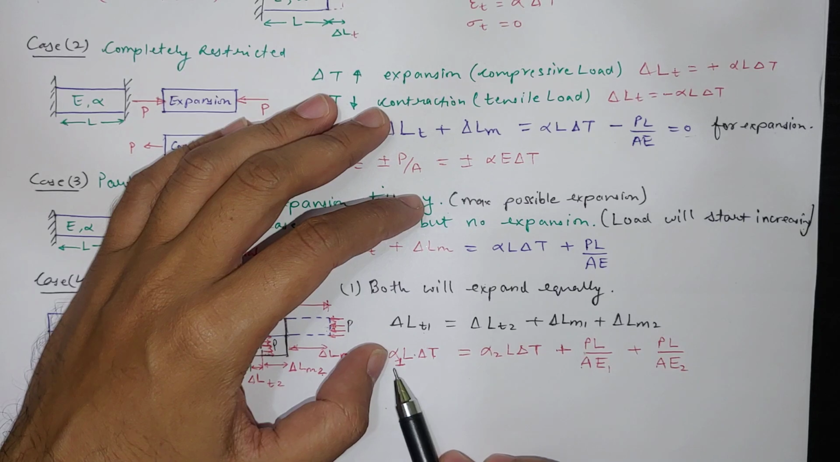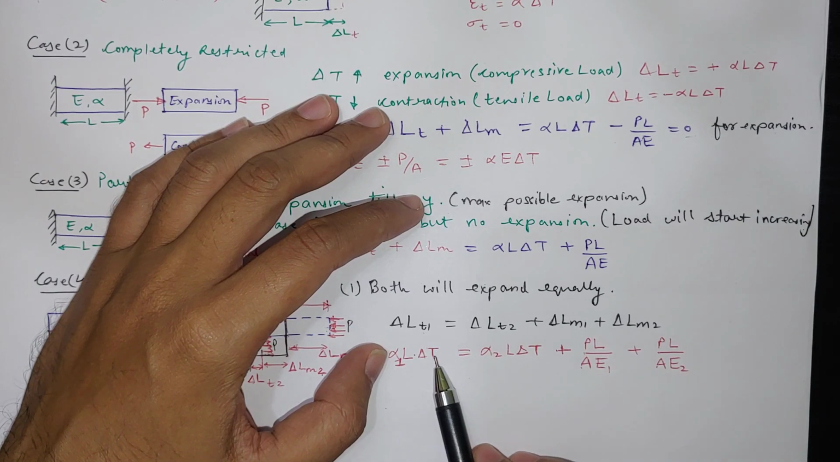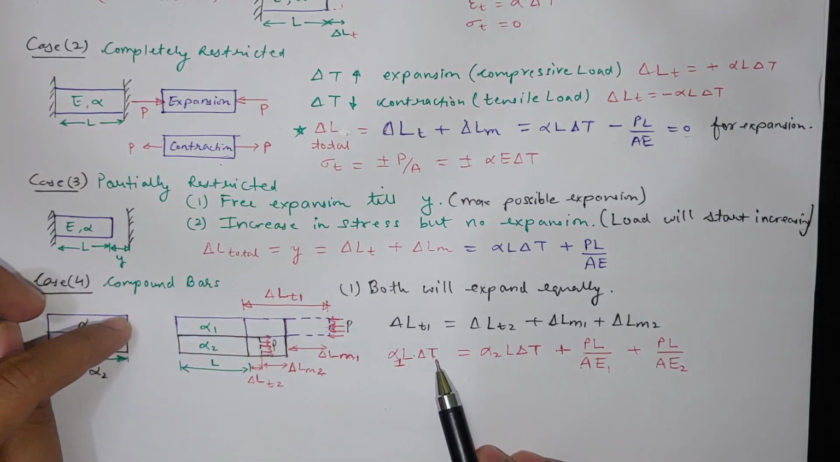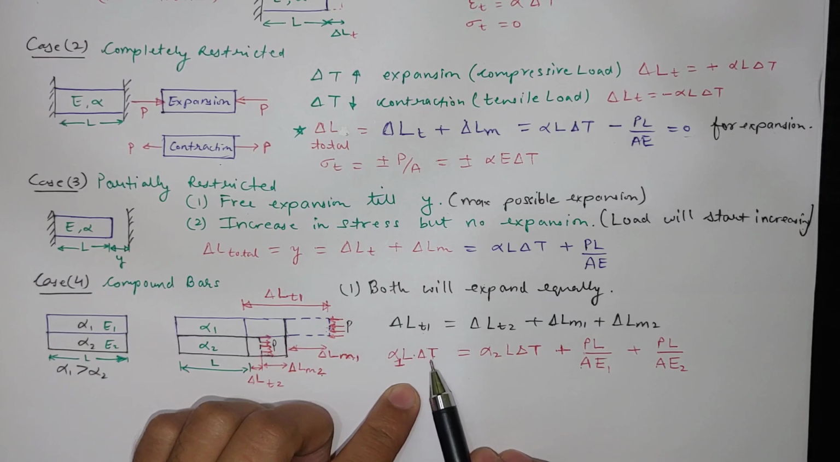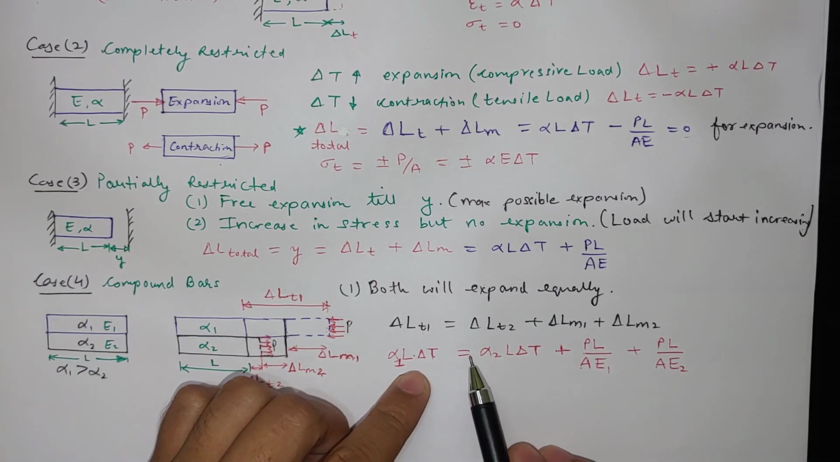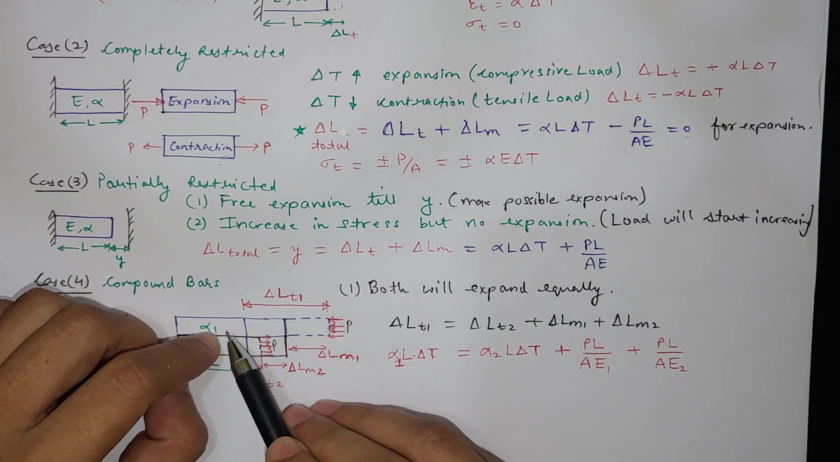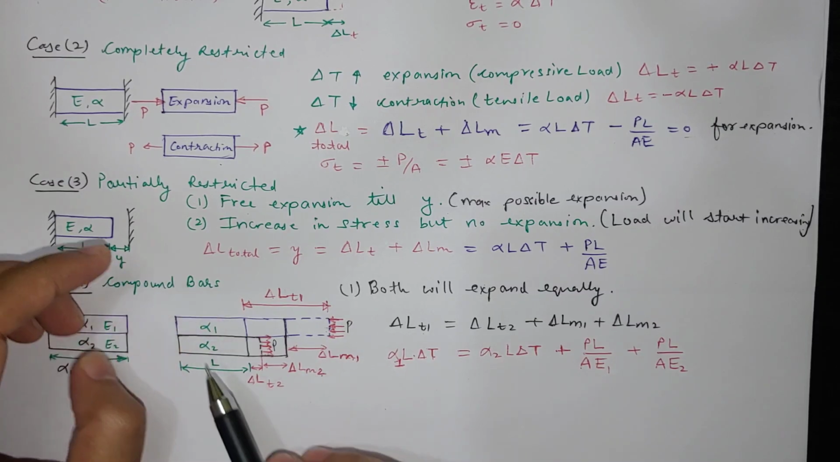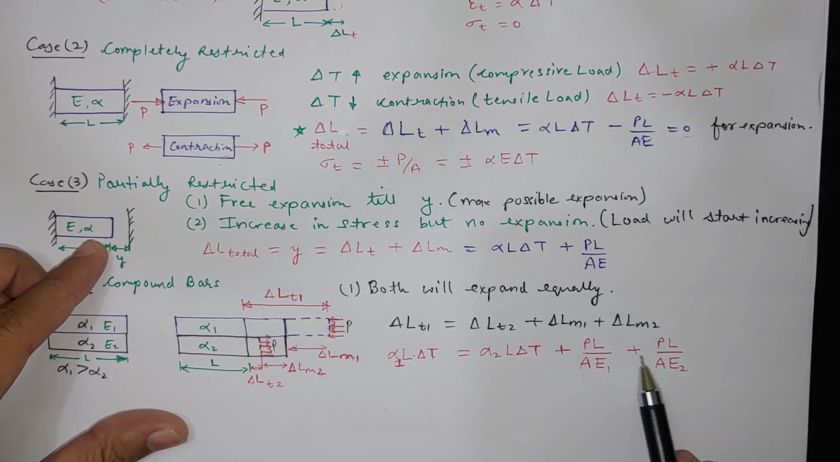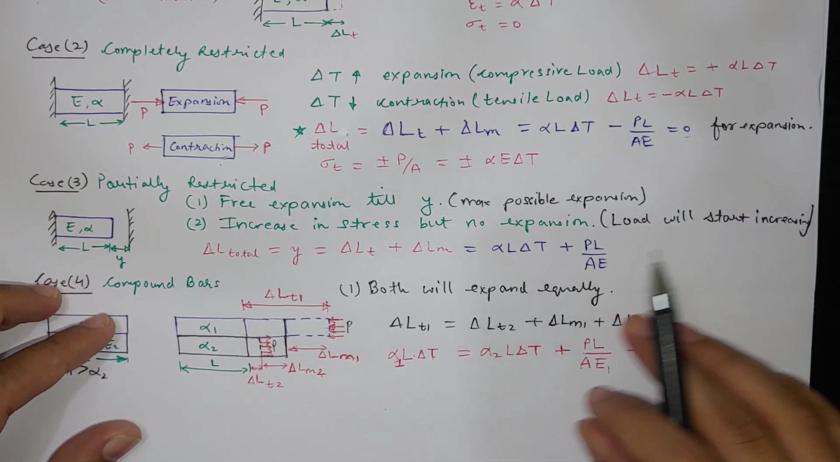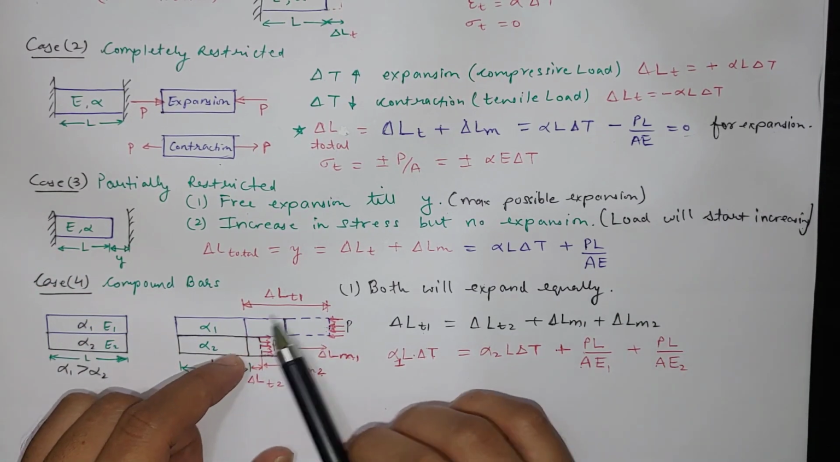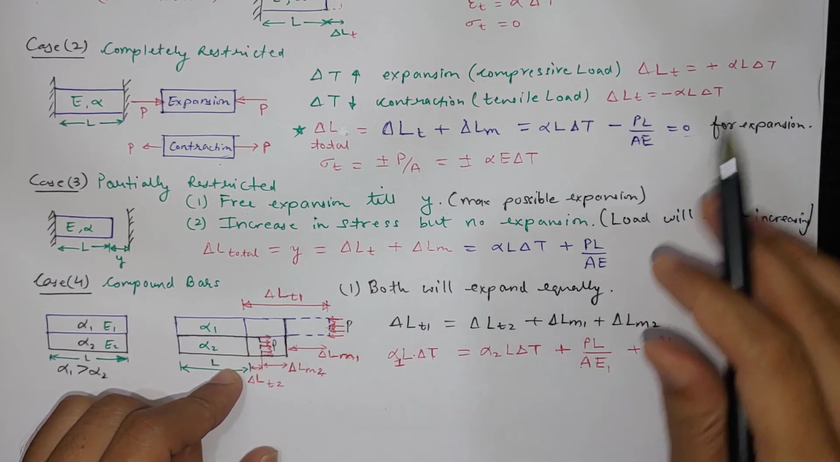Here thermal total for the first will be alpha 1 L delta T. We are heating both materials simultaneously by delta T, and the length is the same for both. Delta L T2 will be alpha 2 L delta T, and mechanical is PL by A E1. We are assuming the cross section is the same, and E1 is the Young's modulus of 1, plus PL by A E2, where E2 is the Young's modulus of 2. So this is the equation which comes from the compatibility equation and the summation of delta L.